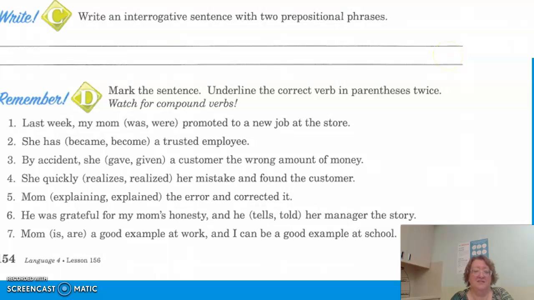Well, that concludes the lesson for today. Continue to work on your prepositions and have a good rest of your day.